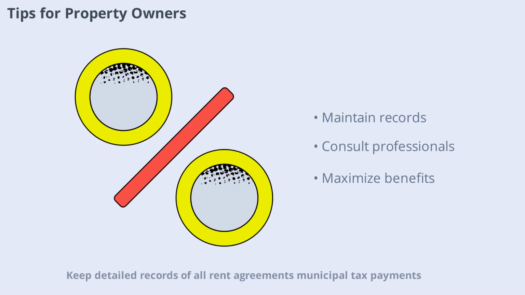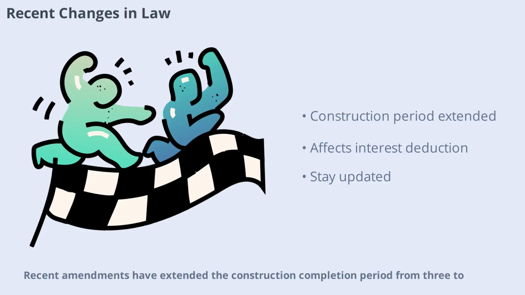Keep detailed records of all rent agreements, municipal tax payments, loan documents, and construction timelines. This documentation is essential for accurate tax filing and for claiming all eligible deductions. Consult a tax professional if you have multiple properties or complex situations to ensure compliance and maximize benefits. Recent amendments have extended the construction completion period from 3 to 5 years for claiming the full interest deduction on self-occupied properties.